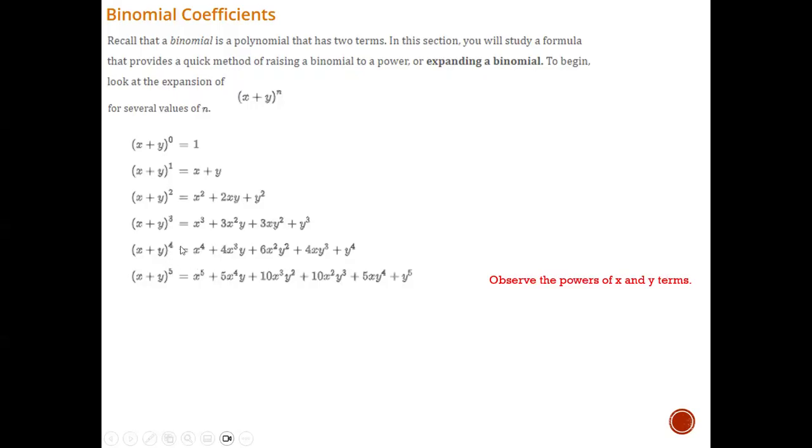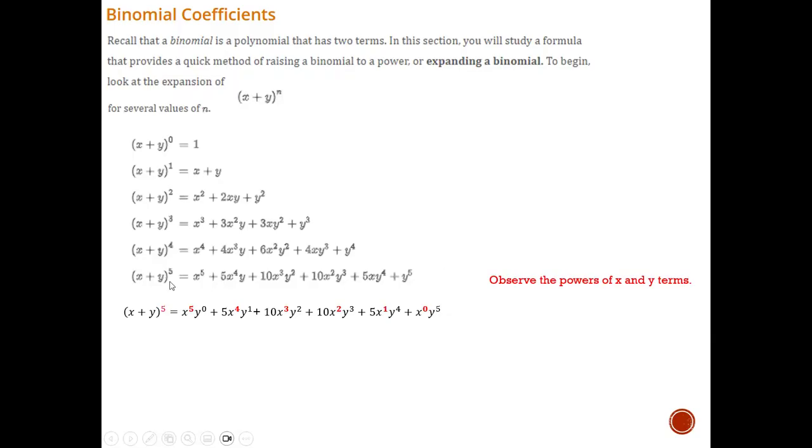The same with 4. Everything is to the fourth power, or it adds up to a power of 4. X to the 4, y to the 4. And all the other ones add up to 4. Power of x is 3, power of y is 1, so 3 and 1 is 4. Power of x is 2, power of y is 2, 2 and 2 is 4, and the same here, x is 1, y is 3, they add up to 4. So that is a commonality when you look at the powers of x and y.